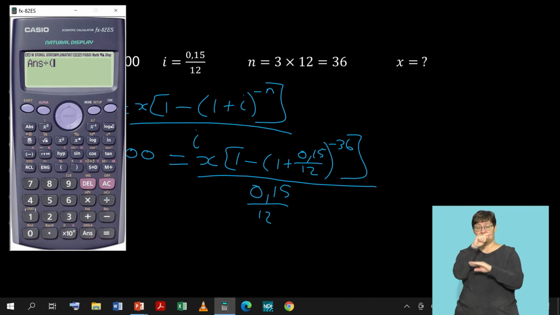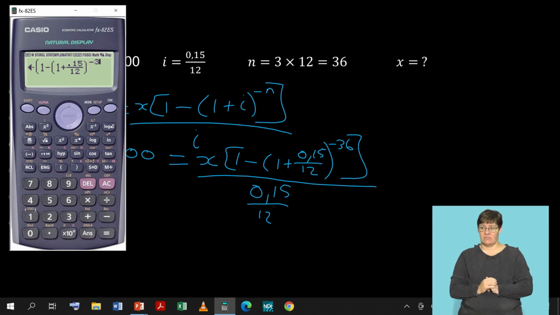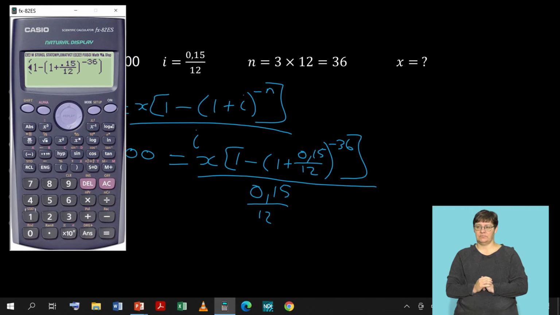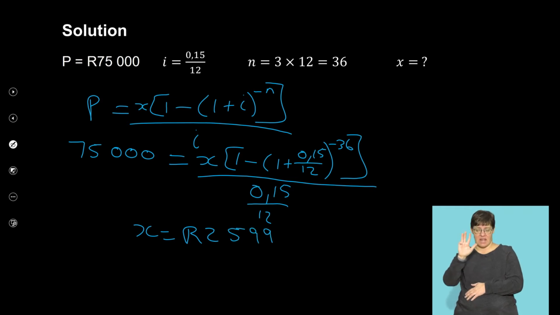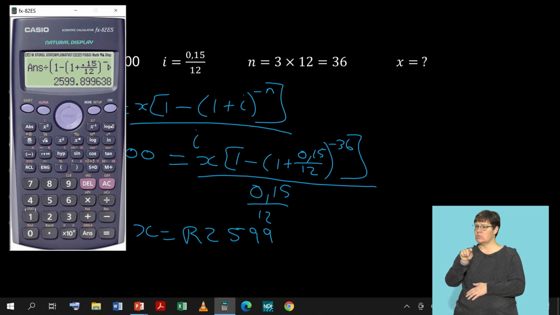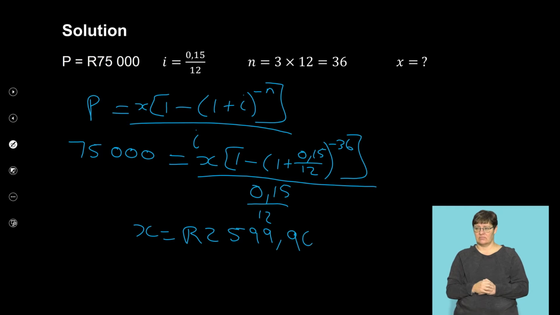Then you divide this by the whole bracket that I have: 1 minus, open the bracket, 1 plus 0.15 over 12 to the exponent of negative 36, and then I close the bracket. And this will give me 2,599, right? So X is equal to 2,599.899, which is 2,600 when you round it off.